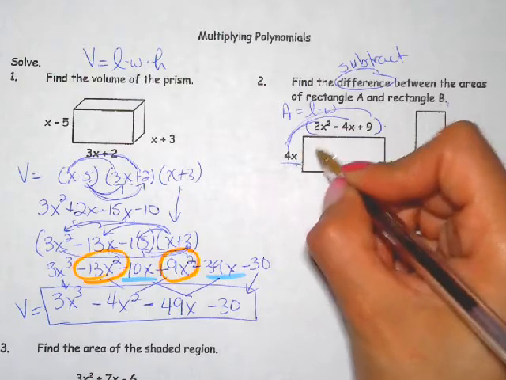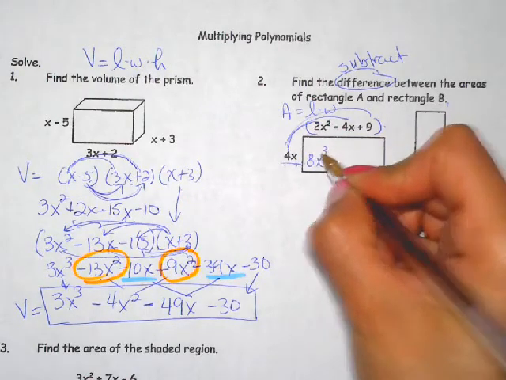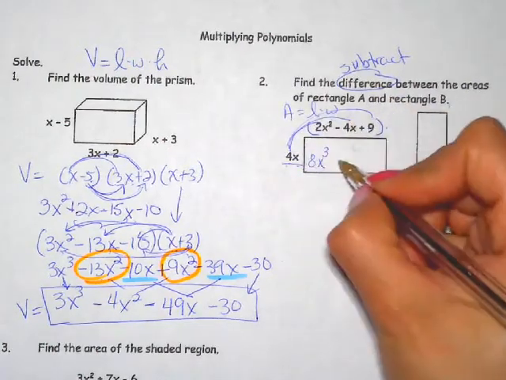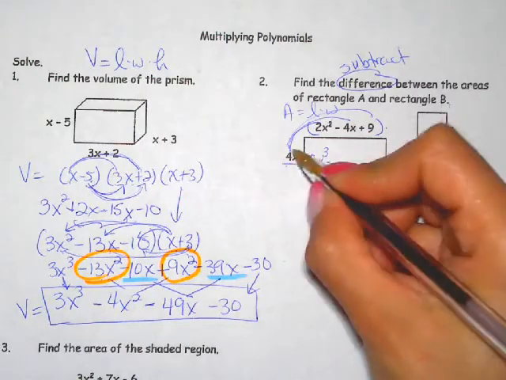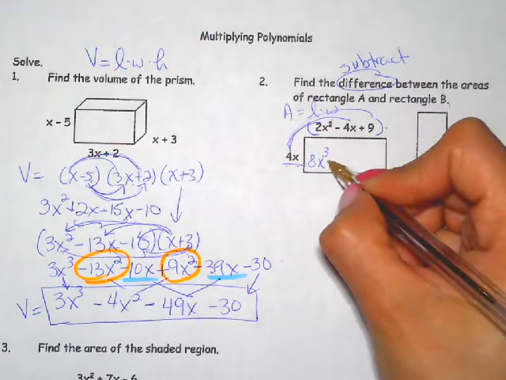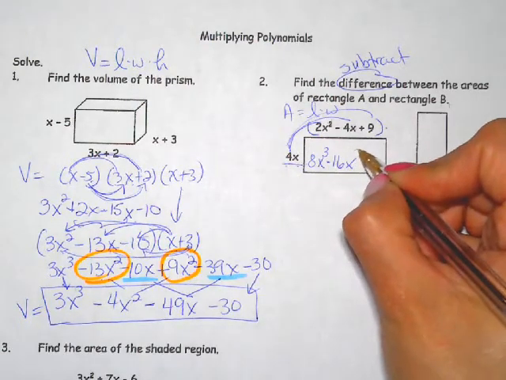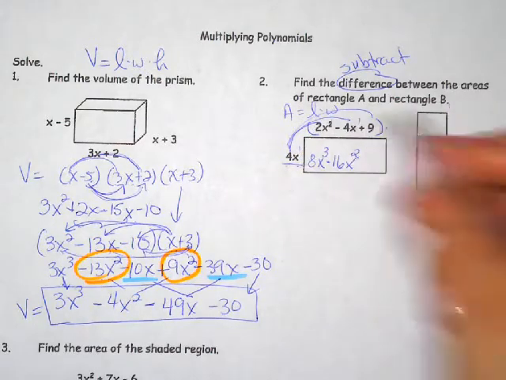4 times 2? 8x to the third power. Let's go to the next one. Cynthia, 4x times negative 4x. We're multiplying. Negative 16x to the second power, right? When we multiply variables, we add their exponents.